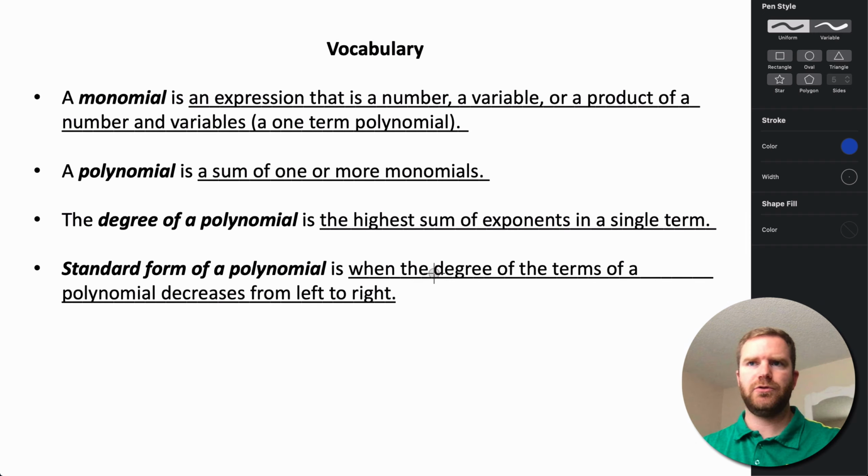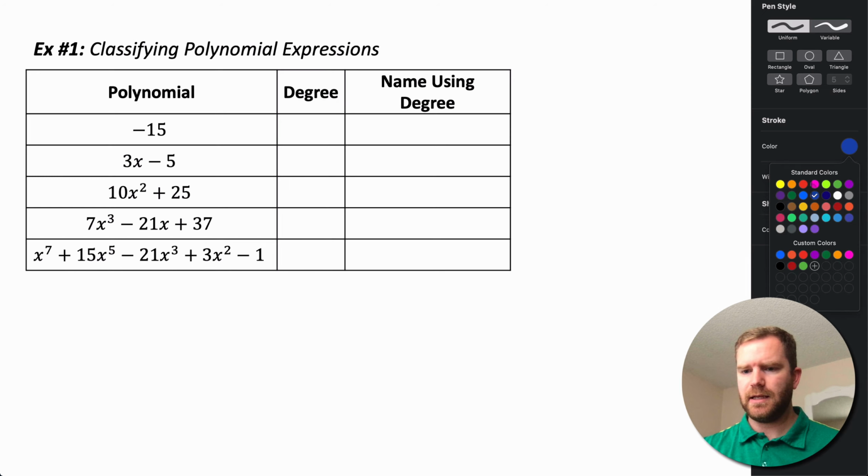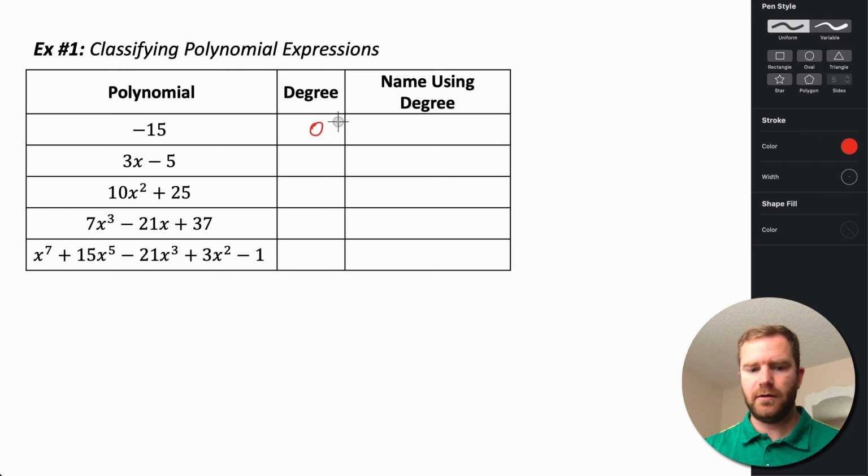Let's take a look at some examples. Actually, we're going to classify polynomials first. Classify basically just means name the polynomial. So we're going to name it based on its degree. The degree is indicated by the exponent of your variable. In this case, we have negative 15 here. It doesn't look like there's any variable, and so we actually have a degree of 0 here. Since there's no variable, this number doesn't change, and we call that constant.